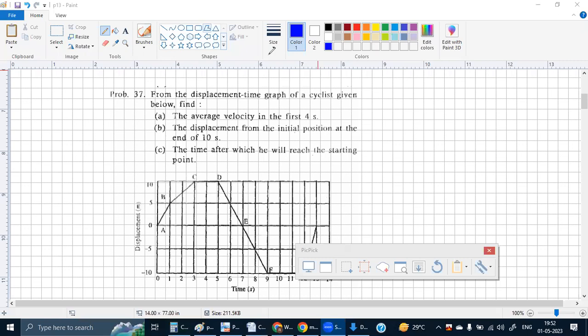How can velocity be 10 meters per second? It is 10 meters in 4 seconds. Total distance upon total time will be 2.5 meters per second. Right? They have not asked displacement. They have not asked displacement. They have asked velocity.